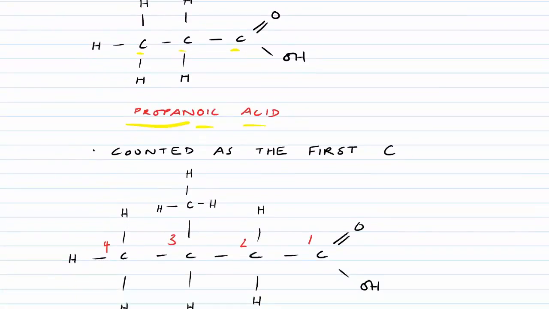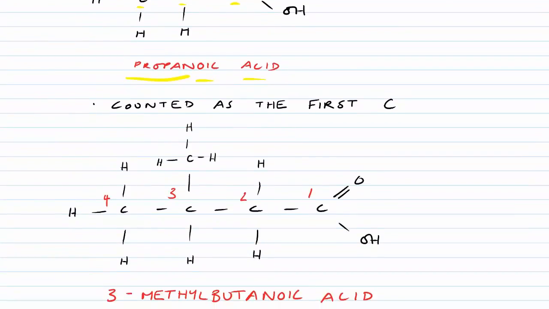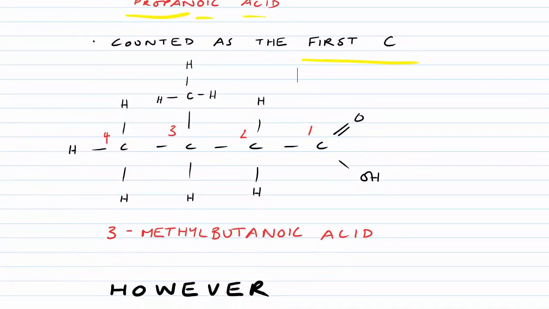Now, the carbon in the functional group is counted as the first carbon, and that's very useful when we're looking at branched chain carboxylic acids. So you can see if we had 1, 2, 3, 4 carbons, the first would be the one over here in the COOH functional group. So that makes this molecule 3-methylbutanoic acid. Butanoic because there are 4 carbons, 3-methyl because there's a methyl group on the third carbon.